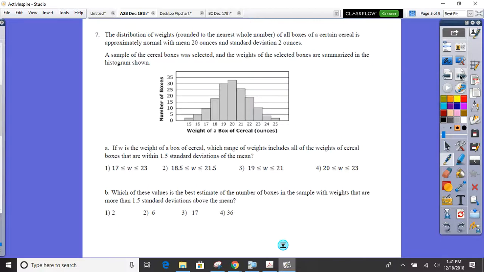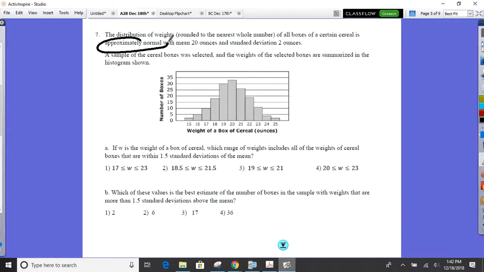So let's get to this one here. The weights of all the boxes, hey, take a look. They're approximately normal. Perfect. So I know this resembles the curve with a mean of 20 and a standard deviation of 2. All right, first question, part A. Give me the range of weights that are within 1.5.